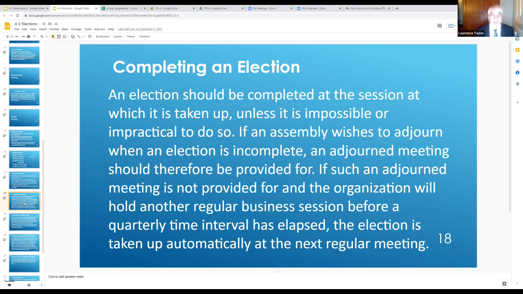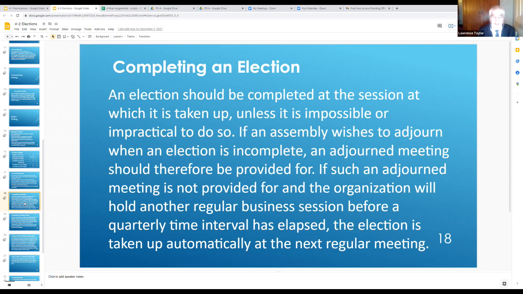It is best if an election is completed at the session at which it is taken up, unless it's impossible or impractical to do so. I was in one meeting where a windstorm came up, in tornado circumstances, and the meeting was adjourned prematurely. If an assembly wishes to adjourn when an election is incomplete, it's best that an adjourned meeting be provided for. I think we talked about this at the last meeting, where someone says, I move that we reconvene on Saturday at 10 o'clock, so that you have a set time to complete the continuation of the election.